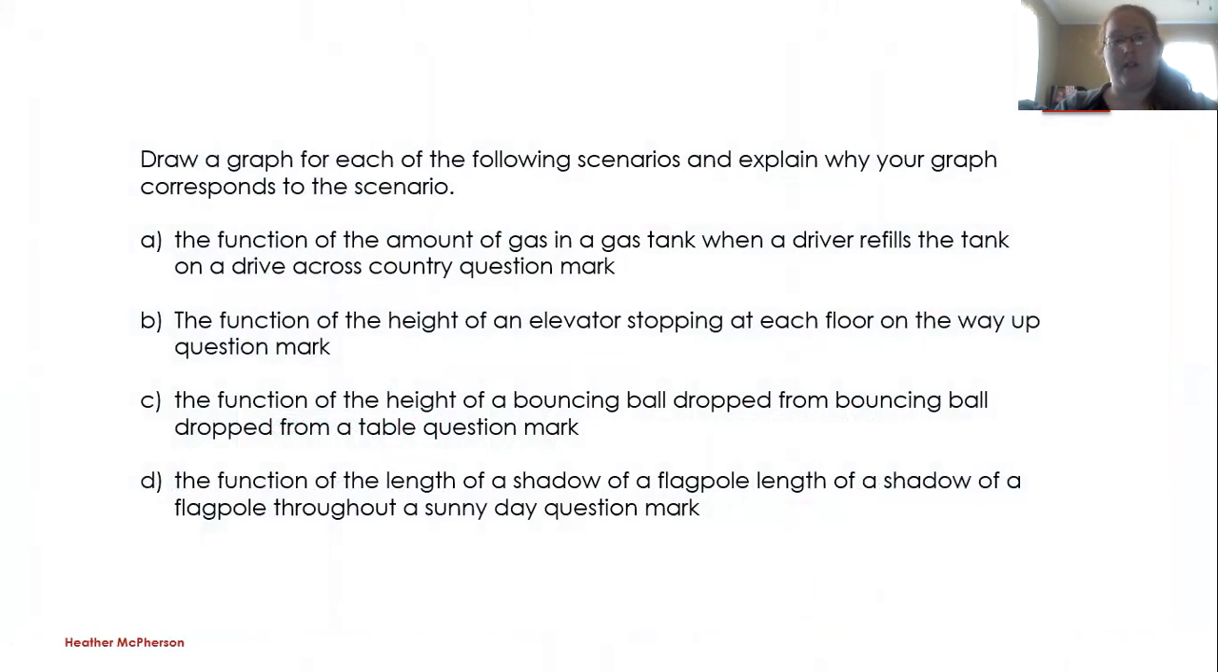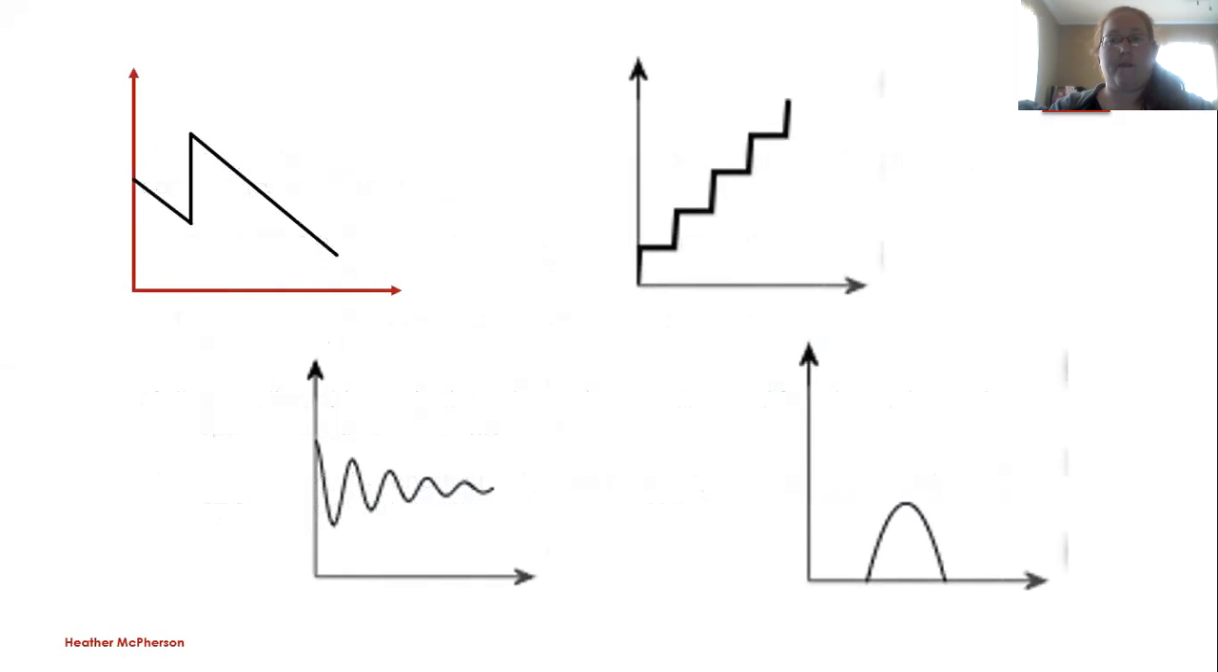With the first question, the following slide is going to show you a couple of different graphs. We have 4 scenarios here. A is the gas in a gas tank when a driver refills the tank on a drive across country. B is the height of an elevator stopping at each floor. C is the height of a bouncing ball dropped from the table. And D is the length of a shadow of a flagpole throughout the sunny day. So here we have 4 different graphs. These are the 4 that are chosen, and you can take a look at them. You know the scenarios you're working with, and you can pinpoint which ones would go for what.